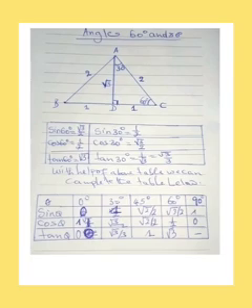Then cos of 60 degrees should be equal to 1 over 2, where 1 is the adjacent side and 2 is the hypotenuse. Cos of 30 degrees is equal to square root of 3 over 2, where square root of 3 is the adjacent side of the triangle and 2 is the hypotenuse.